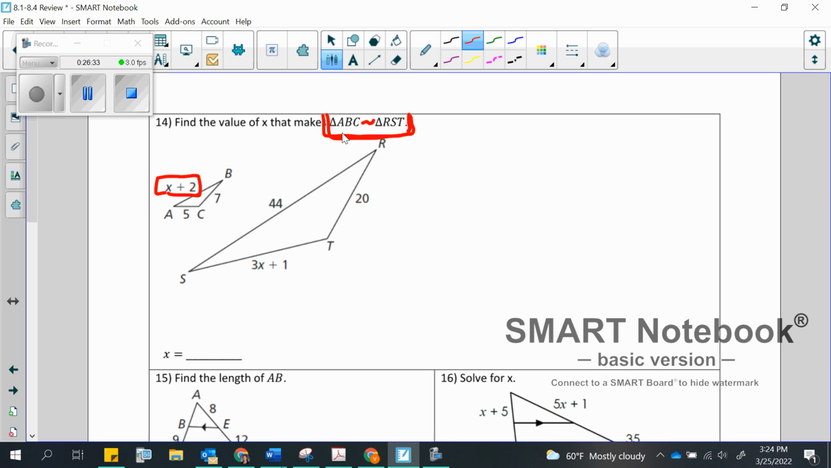So AB and RS. Because there's X here, you can't say, oh, these two are the smallest, these two are the middle, these two are largest. Go by the similarity statement. So AB is first and second, RS is first and second. And then we have BC, second and third, ST, second and third. And last but not least, we have AC and RT.